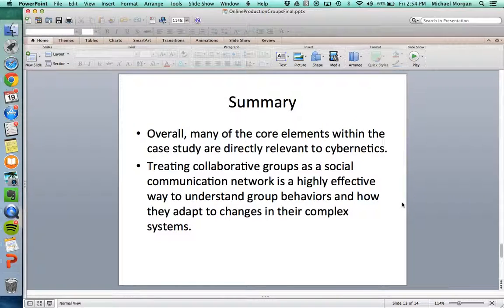So overall, you can see that many of the core elements within the case study are directly relevant to cybernetics, and that treating collaborative groups as a social communication network is a highly effective way to understand group behaviors and how they adapt to changes in their complex systems.